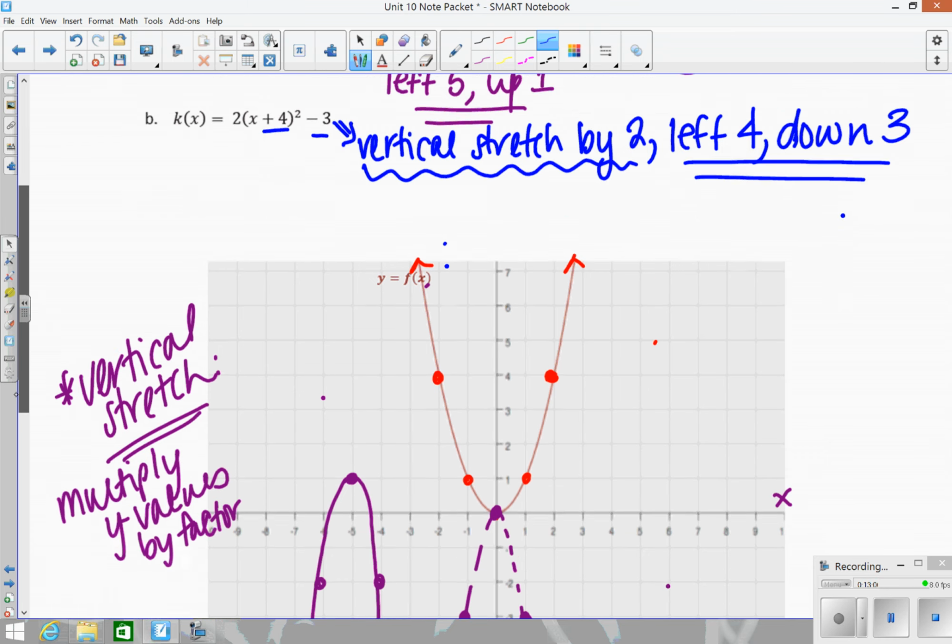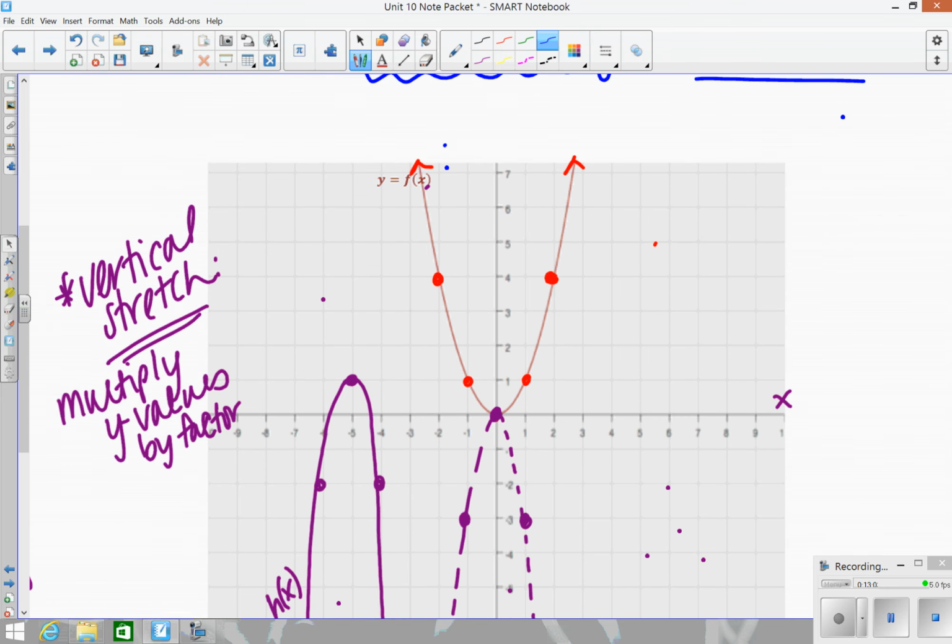So a vertical stretch by 2 means I'm going to look at this parent function and take each of these coordinates and multiply the y values by 2. So for example, when I start with this parent function, at the vertex, 0, 0 is just going to stay 0, 0. But when I take this coordinate, which is the coordinate 1, 1, I multiply the y value by 2, my new coordinate is going to be 1, 2.